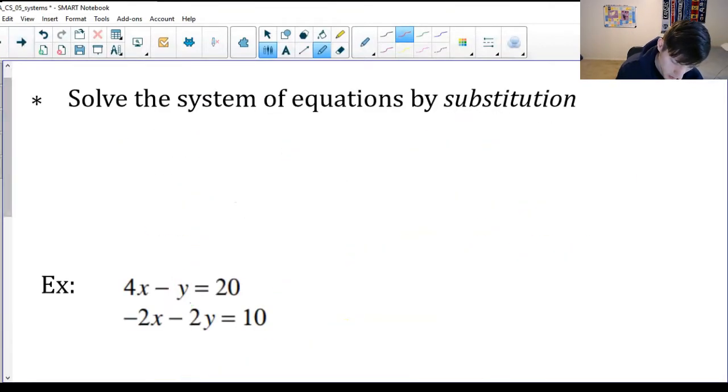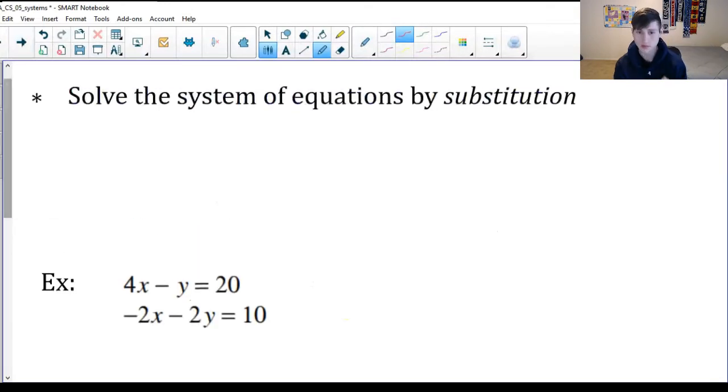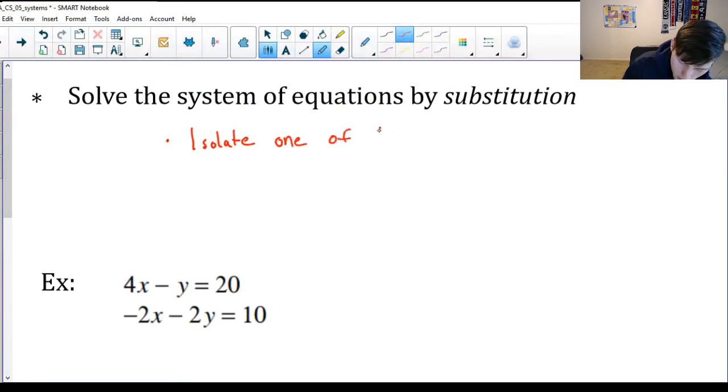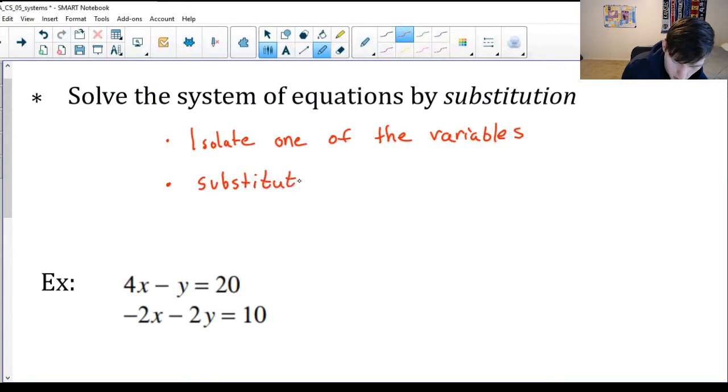Okay, so first option, solving a system of equations by substitution. Solving by substitution is probably one of the first ways we learn, but the steps are this. We isolate one of the variables. And secondly, we substitute, hence substitution, into the other equation.